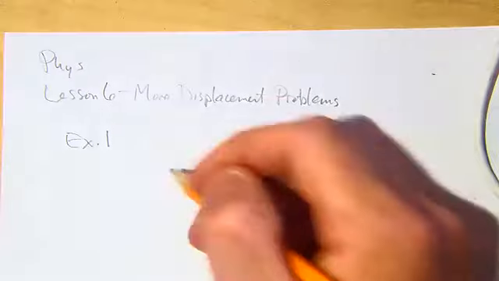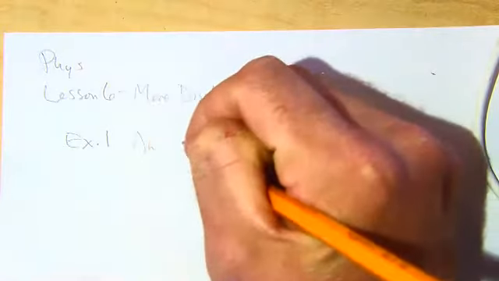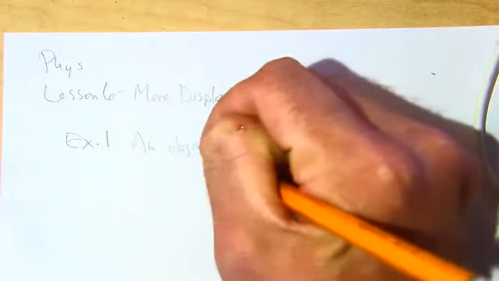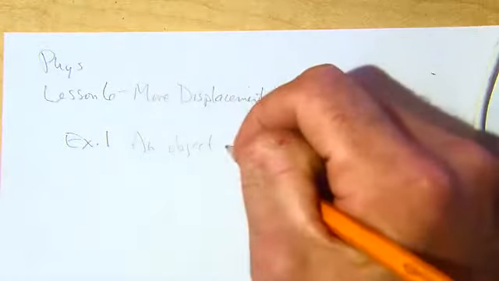Okay, so here's example 1. An object accelerates constantly.